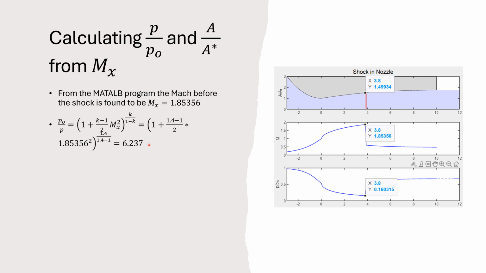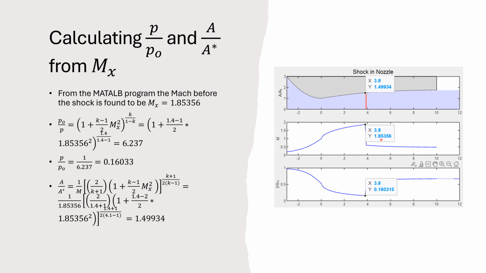So using this value in the following equation, we get 6.237. Now we want to find P over P naught, but we have P naught over P. So using basic algebra, we can find this to be 0.16033, which matches up pretty close to what we get in the MATLAB program. Now we want to find the area ratio from Mx as well, using the value found here and all the known values for k. We were able to find this area ratio as 1.499, which from up here you can see is exactly the same, which is really impressive.